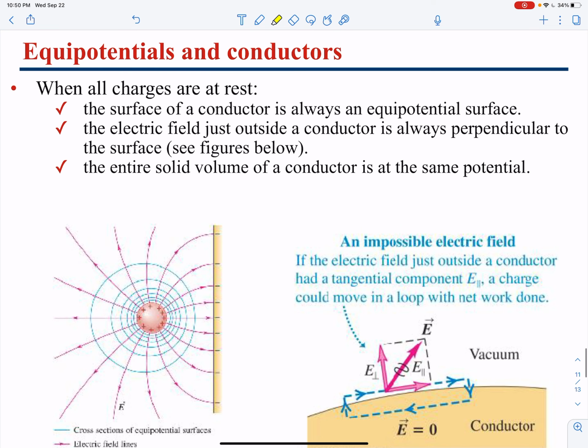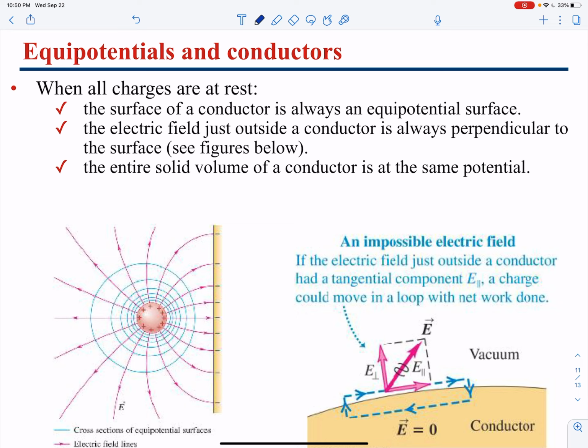One more point. So if we have a conductor, when all the charges are at rest in this electrostatic condition, the surface of the conductor is always going to be an equipotential surface. That also tells us the electric field is always going to be perpendicular to the surface. If that were not the case, then charges would move along the conductor. Charges always move until they're not going to move anymore, until there's no tangential electric field. So that tells us that the electric field just outside the conductor will always be perpendicular to the surface. The surface of the conductor itself is an equipotential.